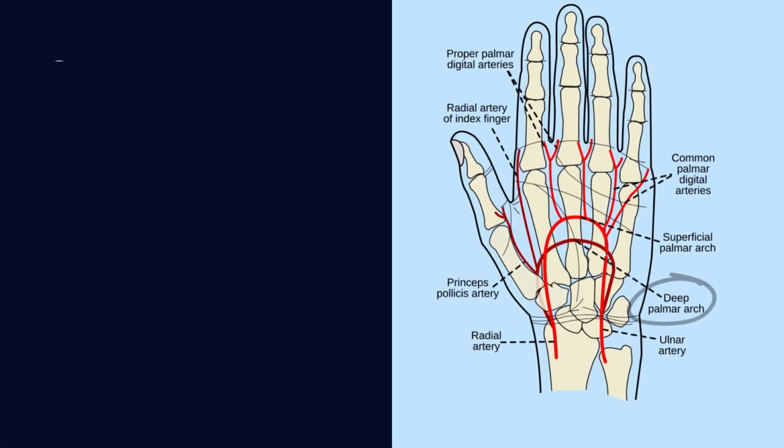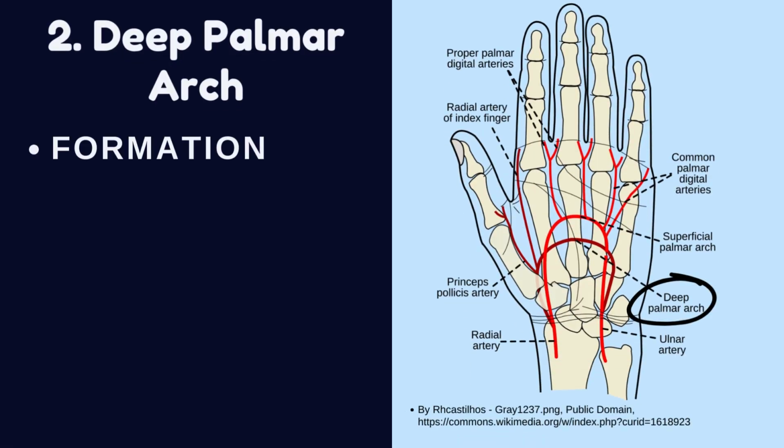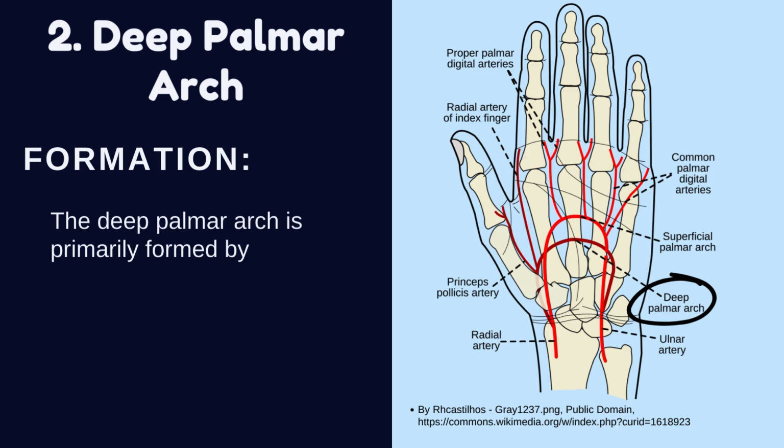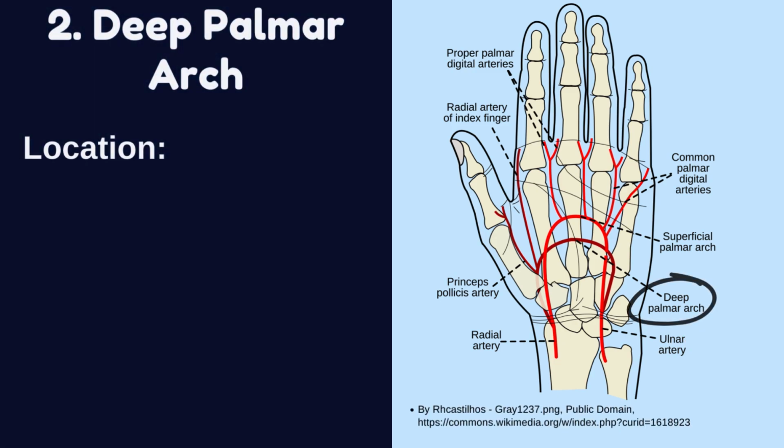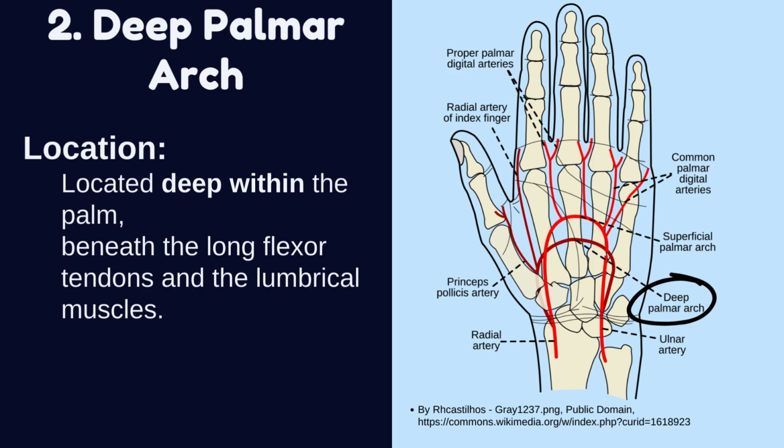Number 2. Deep palmar arch. Formation. The deep palmar arch is primarily formed by the radial artery, with a contribution on the medial side, from the deep palmar branch of the ulnar artery. Location. It is located deep within the palm, beneath the long flexor tendons, and the lumbrical muscles.